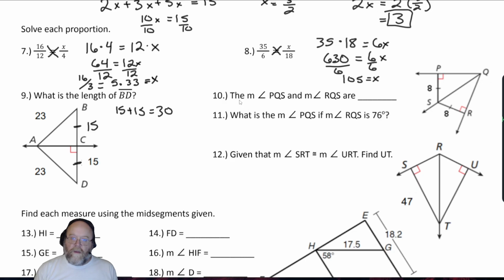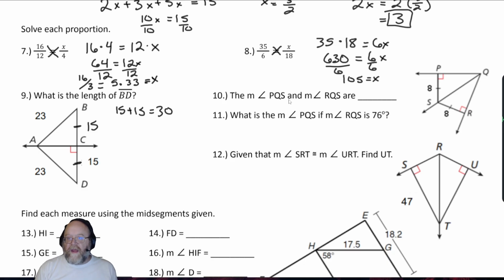Number 10. Measurement of PQS and RQS. Notice how a lot of this has to do with understanding what the name is. Understanding how things are named is extremely important in geometry. It's very true with angles as well.